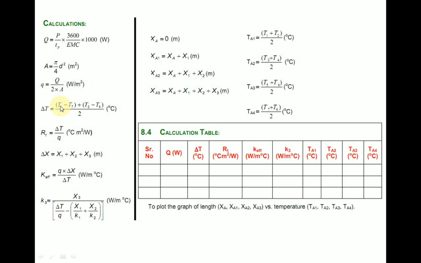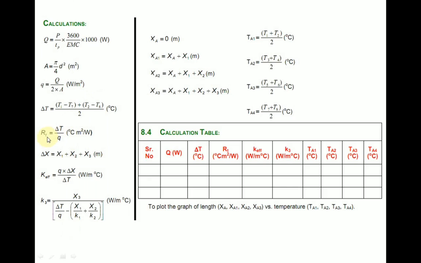Whereas T1 is nothing but the surface temperature of the heater, and T7 is the surface temperature of the press wood, but in the top plate. T2 is the surface temperature of the heater at the bottom, and T8 is the surface temperature of the press wood plate at the bottom.